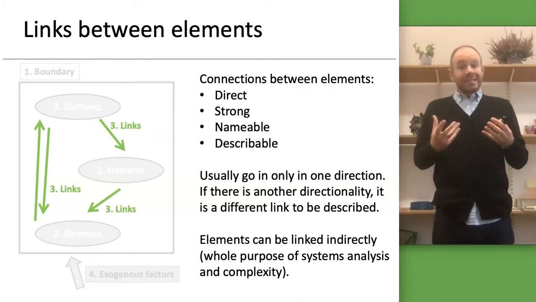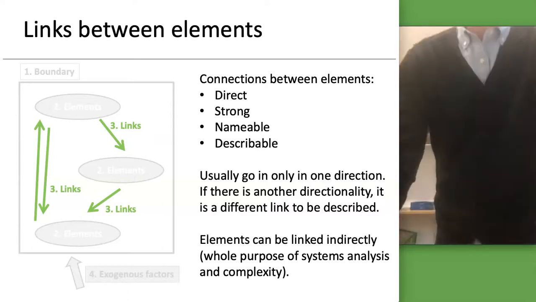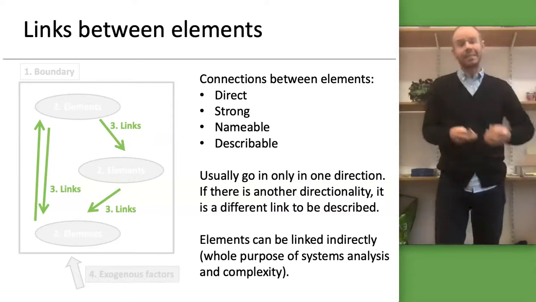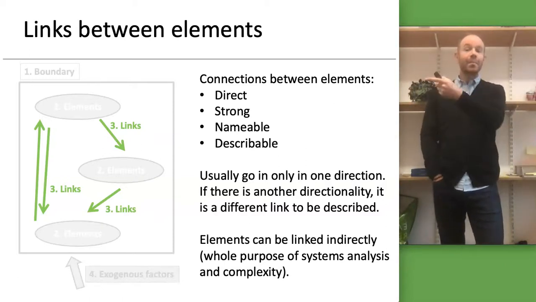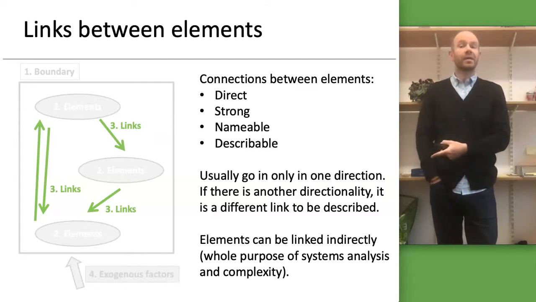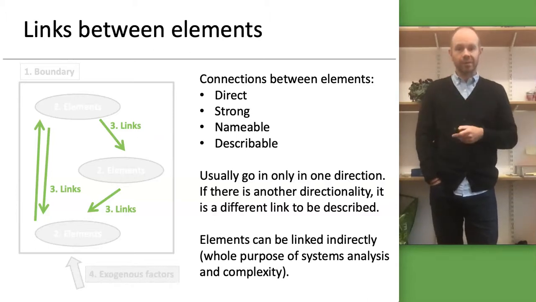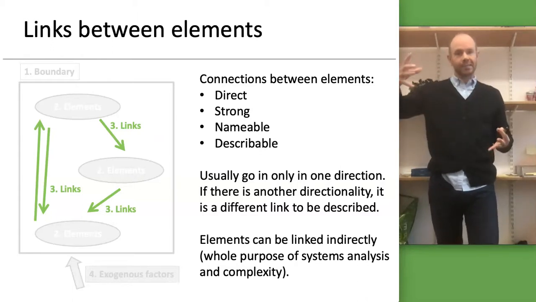So elements can be linked directly, and that's sort of the whole purpose of the systems analysis. And complexity, they can be linked indirectly. So we can see in this example that this top element is linked indirectly to that bottom element. It's linked through that middle element, right? Assuming that those other ones are also operating, right? So elements don't necessarily need to be directly linked to be indirectly linked.